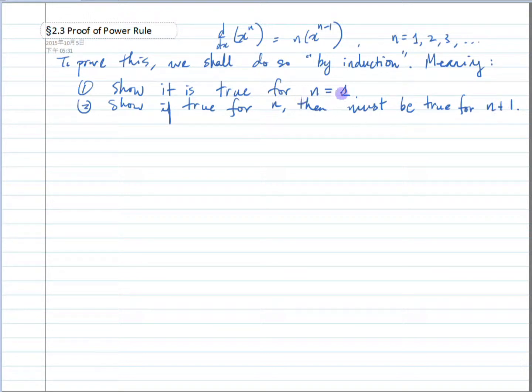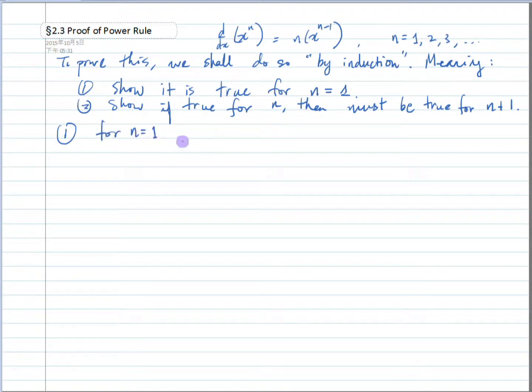So combining the two arguments, we know that since it's true for n equals 1, it must be true for n plus 1, and that is 2. And if it is true for 2, then it must be true for 3. And if it is true for 3, it must be true for 4, etc. Right? So the first thing we're going to do is show that it's true for n equals 1.